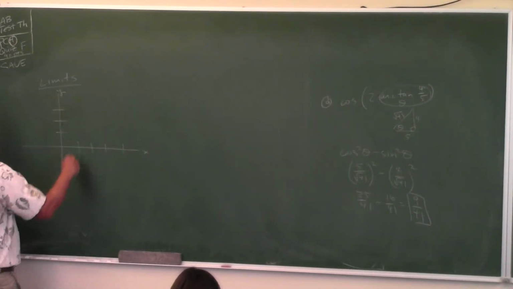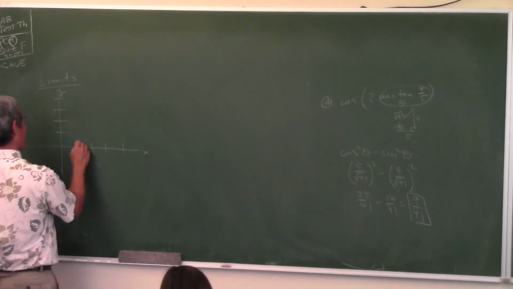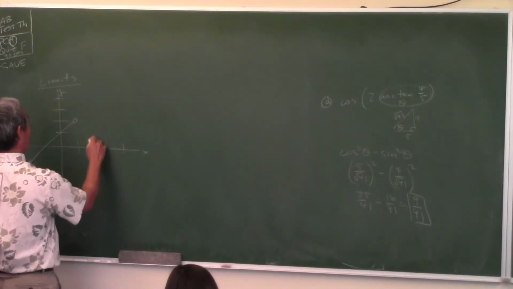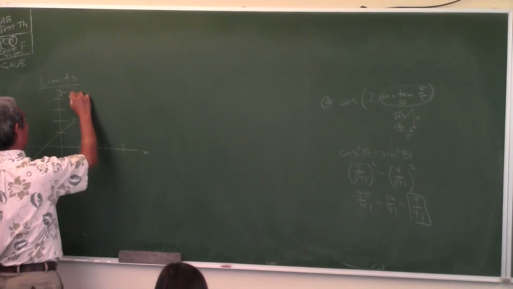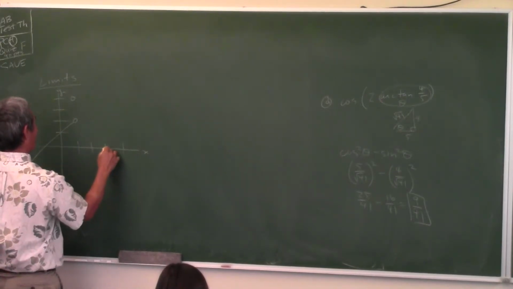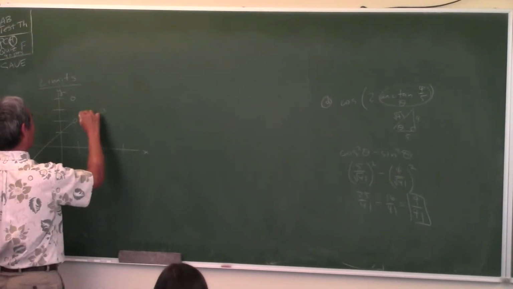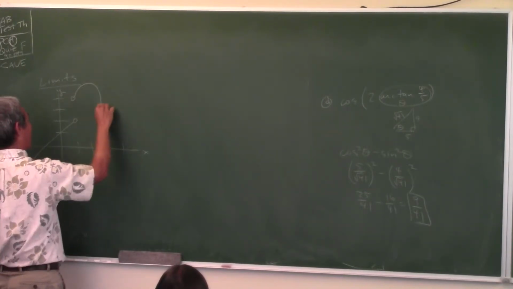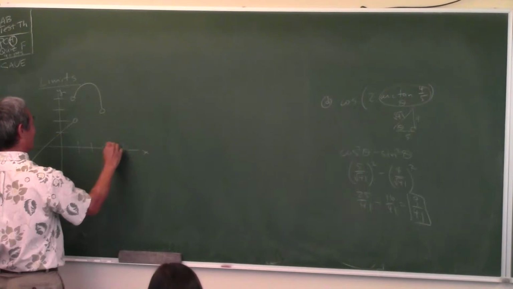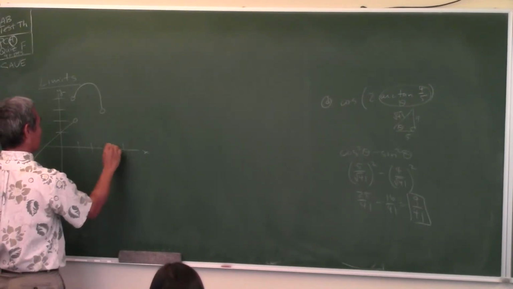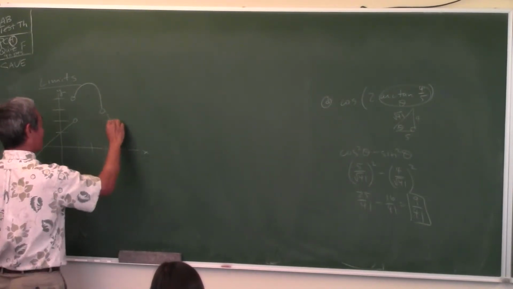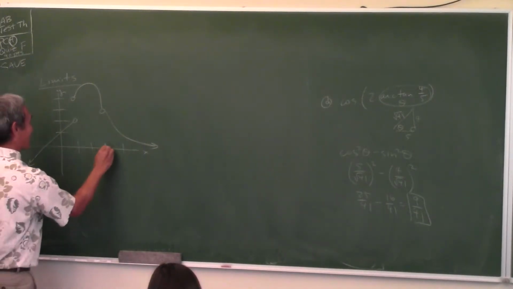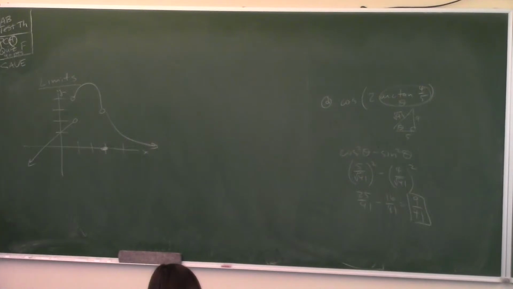1, 2, 3, 4. Here's 1. How about something like this? And then how about this? And then how about this? Oh, just draw. And then how about this? How about this? Now, let's put a dot there. Here's a piecewise function.